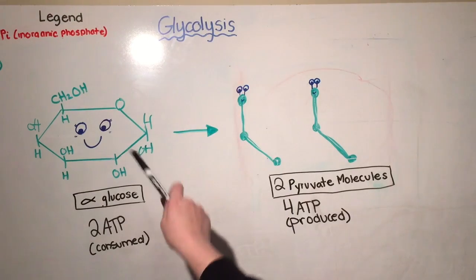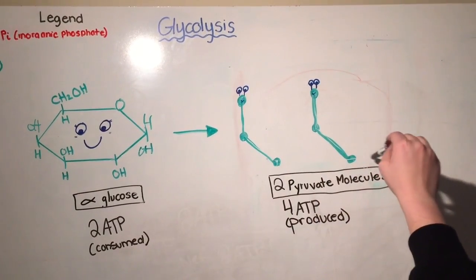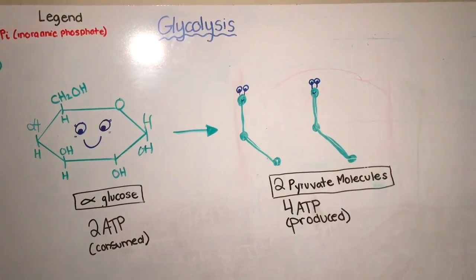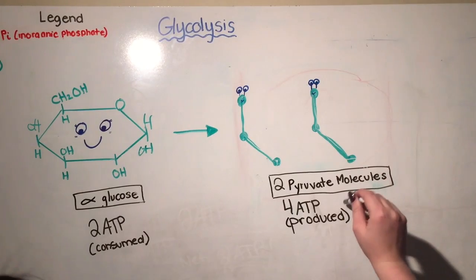This is the process of glycolysis. We're taking an alpha glucose molecule and turning it into 2 pyruvate molecules. Throughout this whole process, we're going to be using 2 ATPs and we'll be producing 4 ATPs.